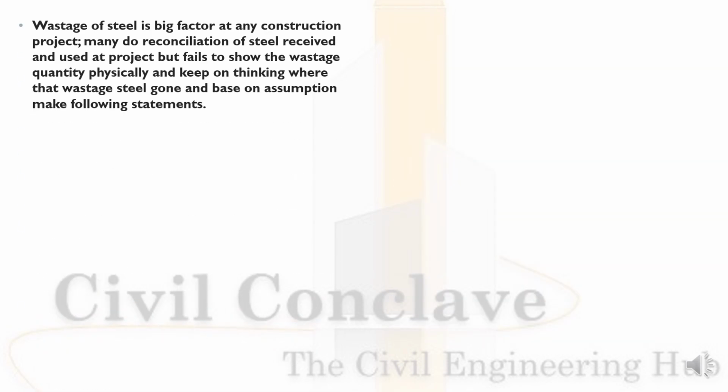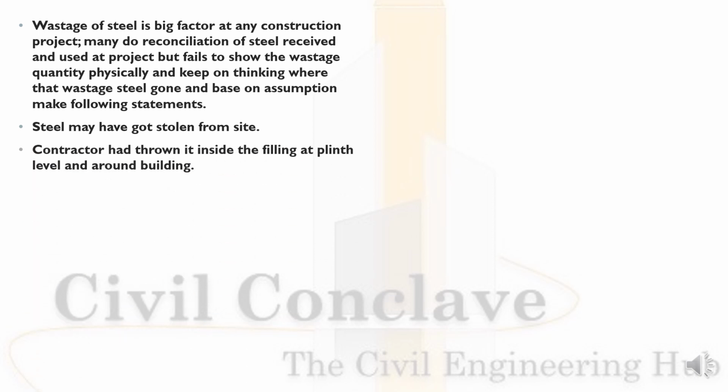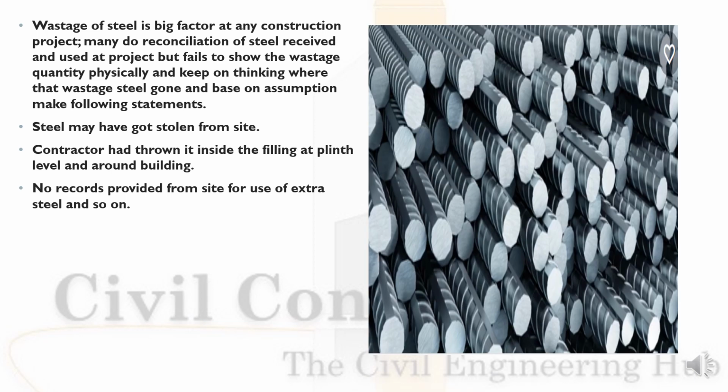Wastage of steel is a big factor at any construction site. Many do reconciliation of the steel received and used in the project, but fail to show the wastages in quantity physically, and keep on thinking where the steel has gone, and based on assumption make the following statements: steel may have been stolen from the site, the contractor threw it outside or in the plinth, no records were provided from the site for the use of extra steel, and so on. See, this is the image of the reinforcement steel.